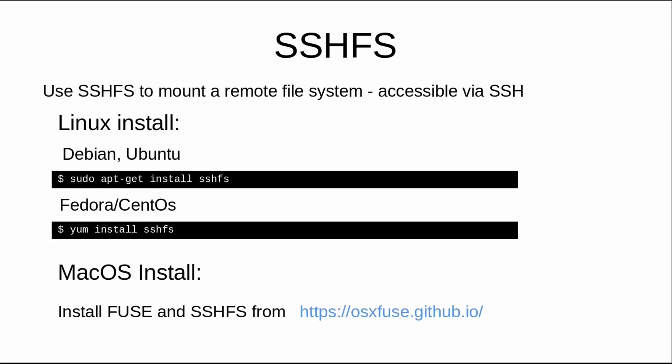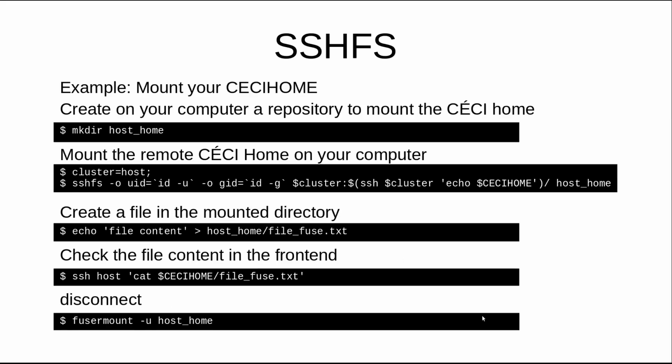SSHFS is used to mount a remote file system. You can install them on a Linux distribution with apt-get or yum. On macOS, you need to download FUSE and SSHFS from this link. SSHFS is useful when you want to access your files with the local computer editor. I use it to version my code present on the cluster with my local version of Git. It is not efficient if you need to do intensive read and write operations.